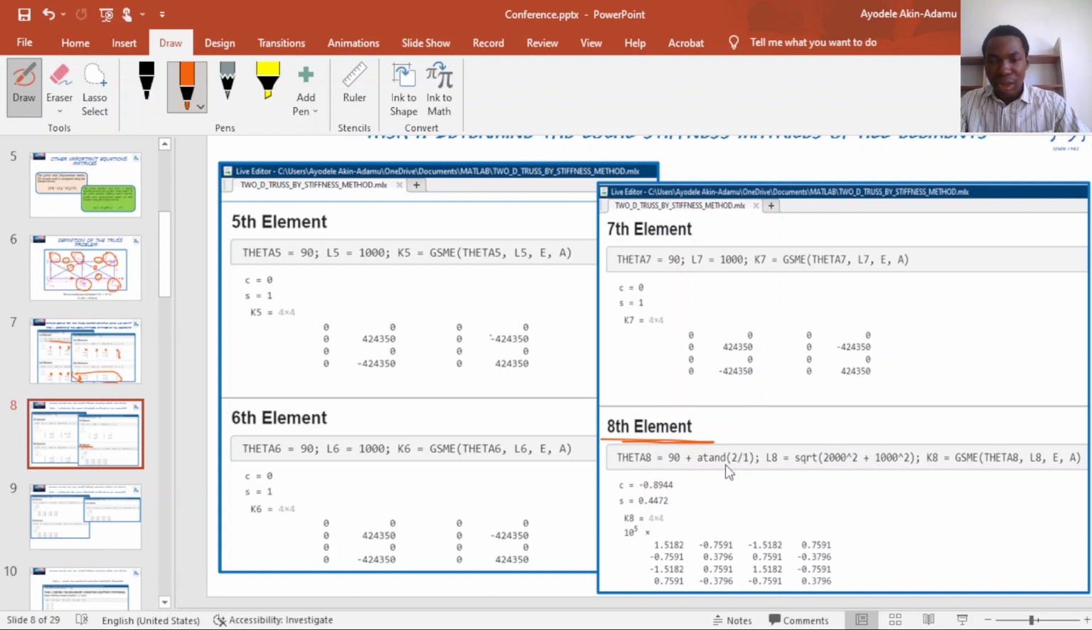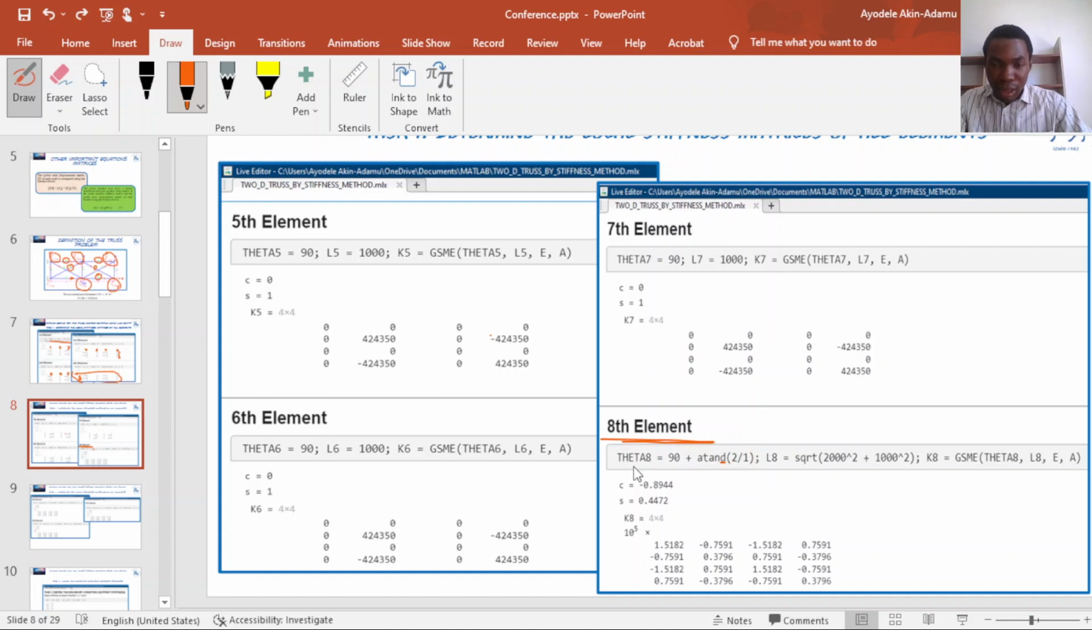So we are using atand. The D means the output of our angle will be in degrees. If you are just using atan, there's another function called atan, which returns the angle in radians. But because we are using atand, the angle that is computed is in degrees.